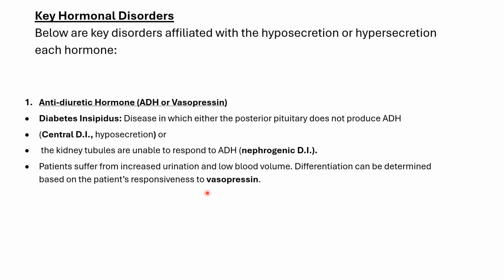And how do the clinicians differentiate? They give synthetic vasopressin. Now just imagine someone is being injected with vasopressin, and the kidney cells are not responding. So there will be no effect on the amount of urine. But what if the defect was in the posterior pituitary and vasopressin was absent? In this case, we will get a response from the kidney tubules. So this is how they differentiate.